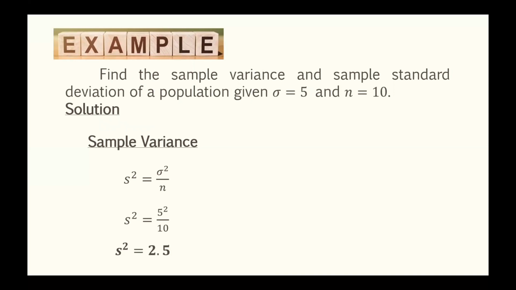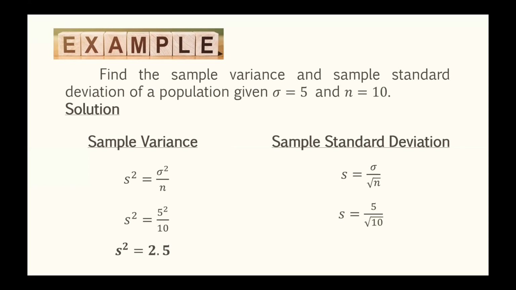For the sample standard deviation, we have s is equal to sigma over the square root of n. Using the values, we have s is equal to 5 all over the square root of 10. Using your calculator, 5 divided by the square root of 10, s is 1.58.